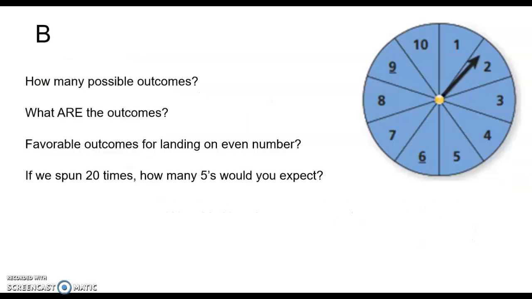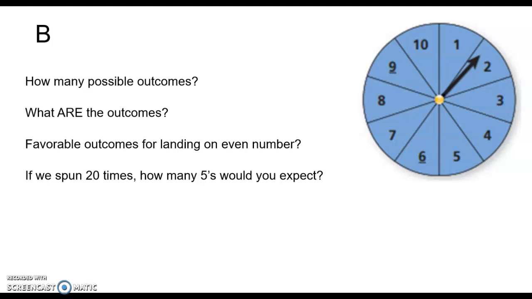All right, let's go on to our next one. So this is experiment B. You can see I have a spinner here. So write down for experiment B that we have a spinner with sections 1 through 10, right? There are 10 different sections on our spinner.